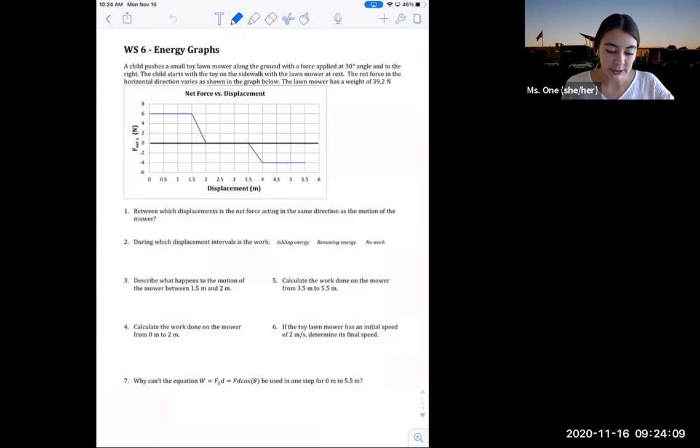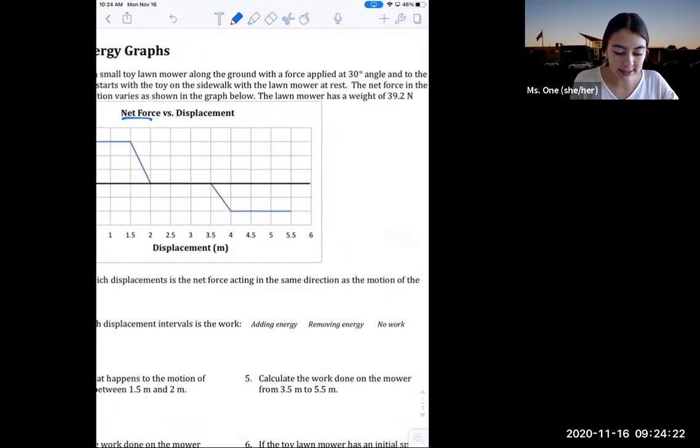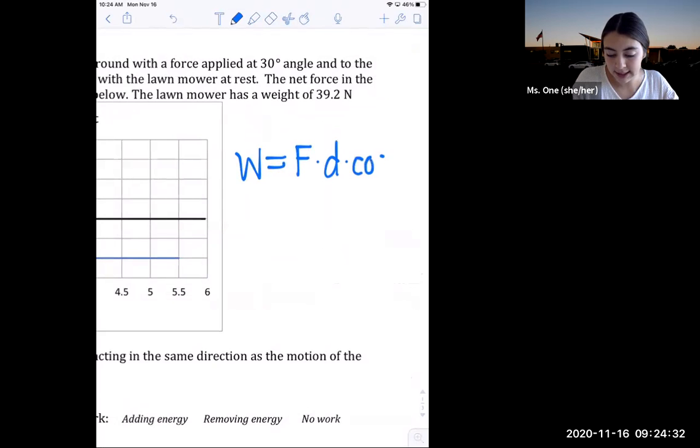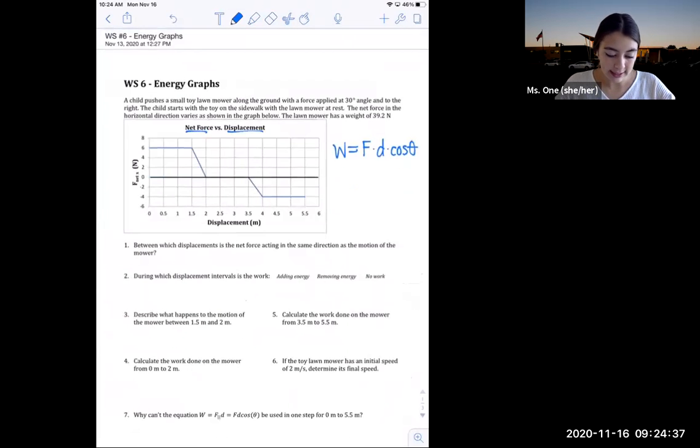This is a net force versus displacement graph. So you might be asking yourself, where do we get use of a net force versus displacement graph using energy? Well, we should see that force and displacement are two things that we find very helpful. We actually use them in the equation work equals force parallel times distance, or F d cosine theta. So we are actually going to use this equation and this graph, and we're going to find work.